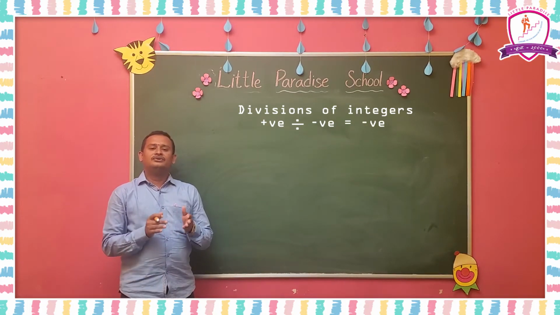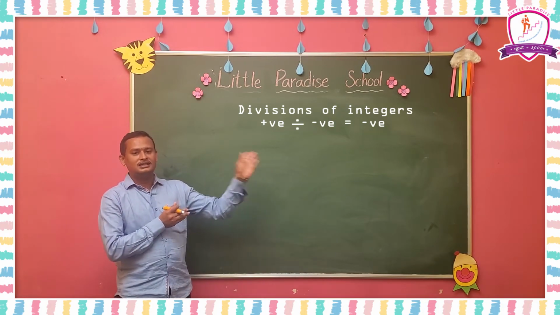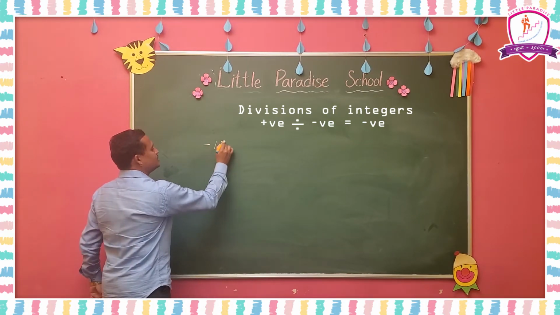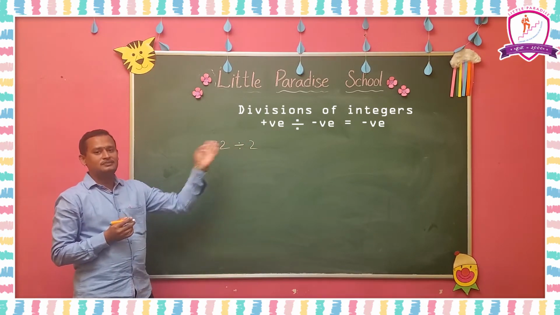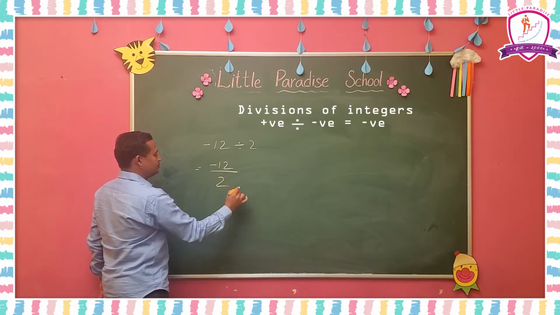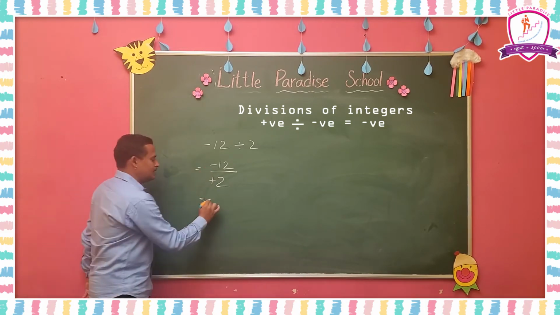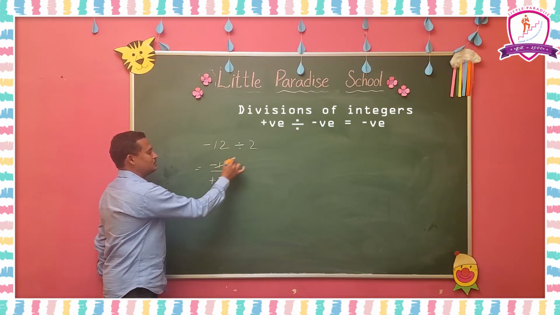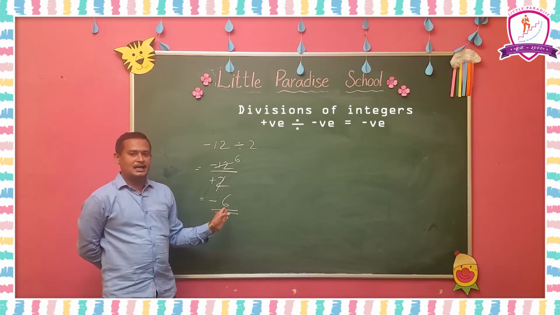Okay. Now, division of two integers with unlike signs. Unlike signs means one integer is positive and the other integer is negative. I am going to explain with an example. Here I am going to take minus 12 divided by 2. Here minus 12 is negative and 2 is positive. When we divide minus 12 by plus 2, minus divided by plus gives minus, a negative number as the answer, and 2 goes into 12 six times, so minus 6 is the answer. Here we got a negative integer as the answer.